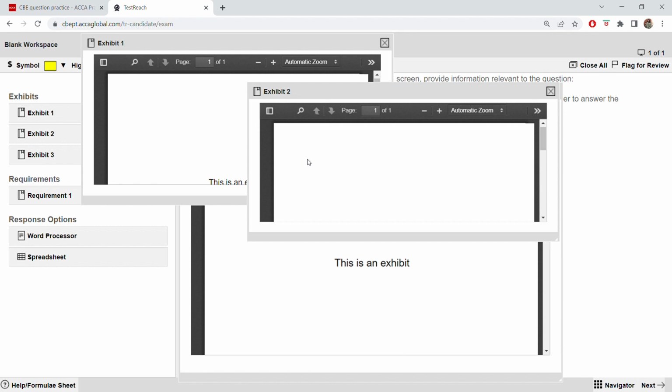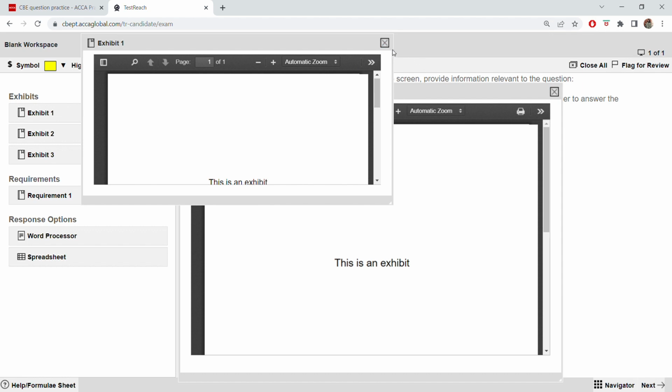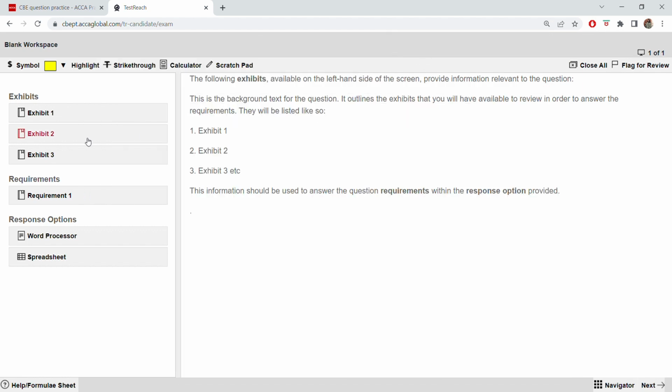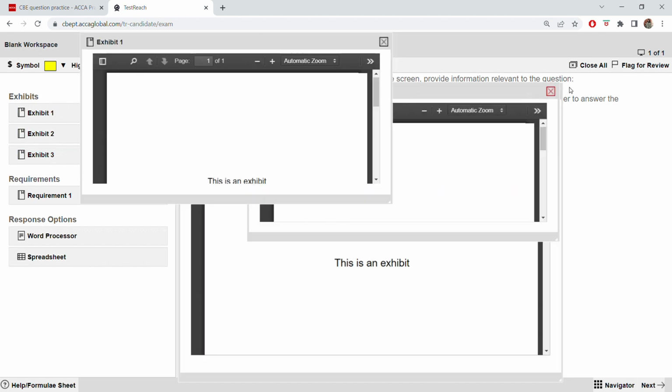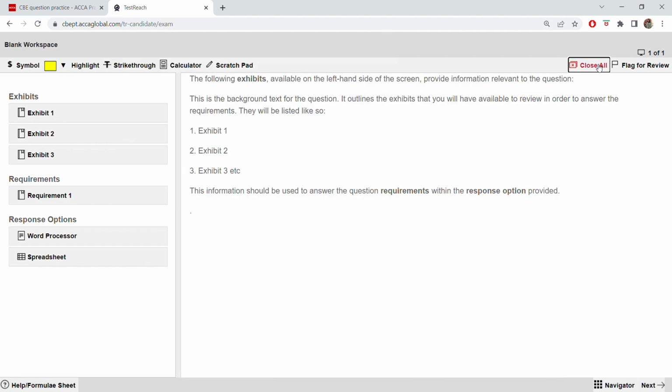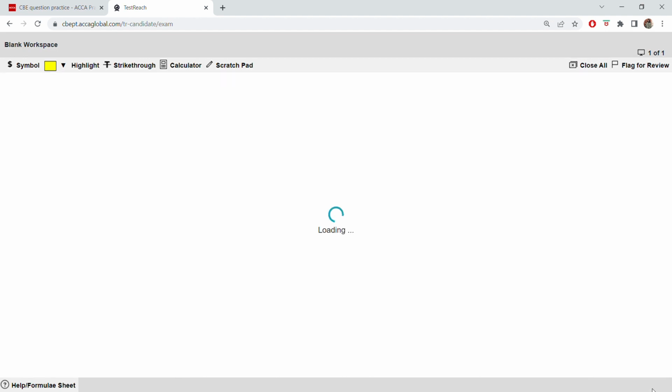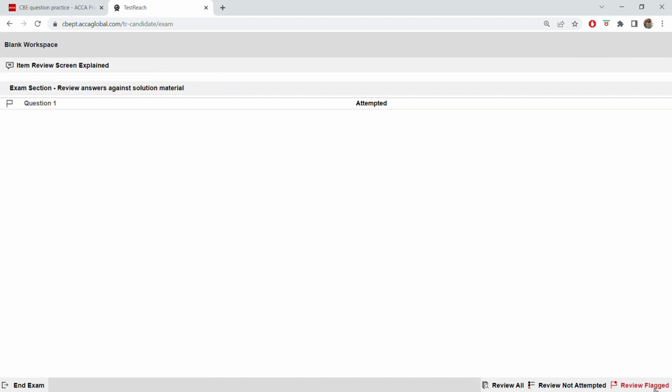The moment you want to close everything, you either close individually, cross here, cross here one by one, or close all. Now there is another feature. How do you go to the next question? It's very simple. You can click next. Here, because it's a blank workspace, it says end exam. This is the last, but you'll be having 4 questions in SBR. So the moment you press next, it will take you to question 2, 3, 4 like that.